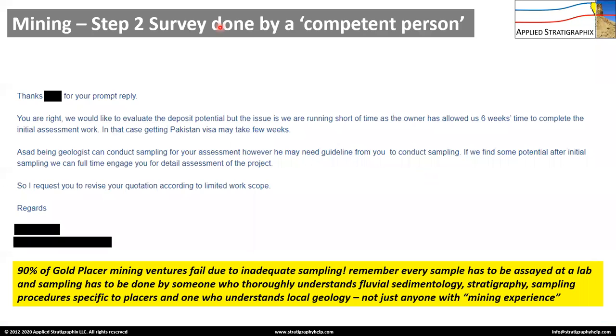So step number 2, the survey needs to be done by a competent person. Okay, what does that mean? Well, here's the deal. 90% of gold placer mining ventures fail. Now, if you're an investor or a business person listening to this, if you were going to open up a restaurant in Cairo and I said, hey, at this particular location there's a 90% chance that your business would fail, would you still invest? No, you would not invest, okay? No business person wants to invest in a business where there's a 90% failure rate. Yet that is what the failure rate is when it comes to placer gold mining.